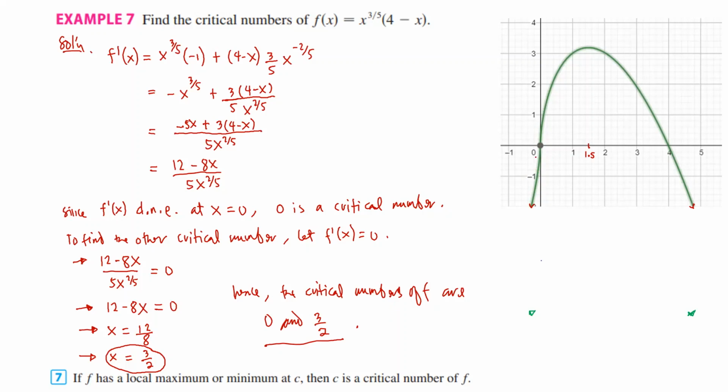And this is also an example of the case that the converse of this remark is not always true. Now, even though you have a critical number of f at that point, it doesn't mean that you have a local maximum or minimum. But if you have a local maximum or minimum, you are sure to have a critical number there, right? Okay. So this is for the critical numbers.